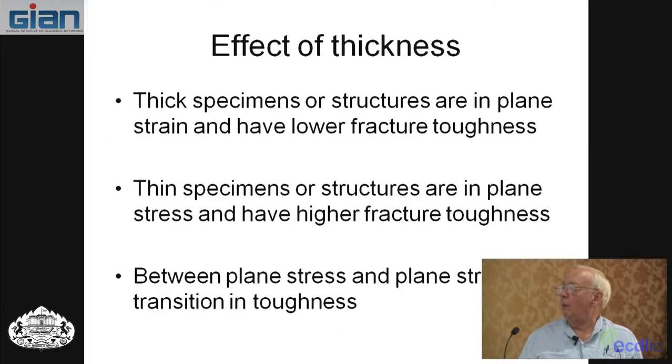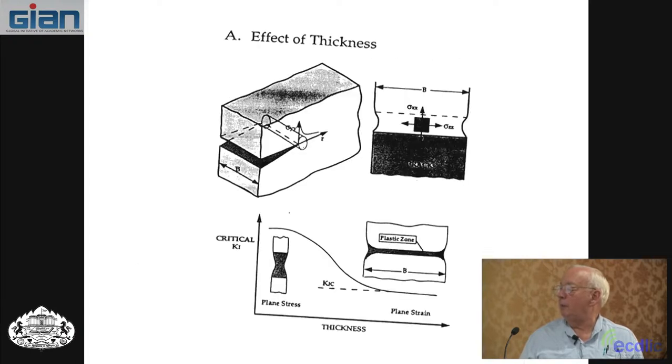One thing that's important then is the effect of thickness. Thick specimens or structures are what we call plane strain. They have through-thickness constraint. Plane strain tends to have lower toughness than thin specimens. Thin specimens are in plane stress. Plane stress allows the slip to be out of plane, through the thickness. Thick specimens keep the slip in the plane. So thick specimens have lower toughness, thin specimens higher toughness, and between them there seems to be a transition.